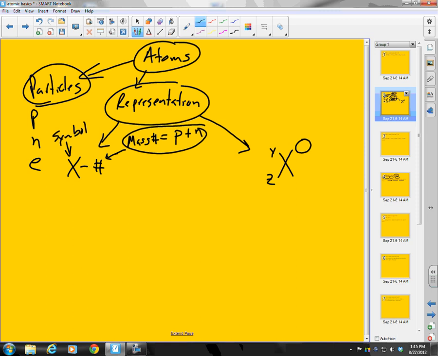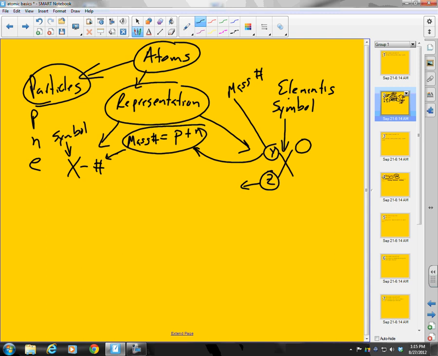So what's my big X? My big X is my symbol for the element. The Y, this time, is my mass number. What's my mass number equal to? The number of protons plus the neutrons. And Z is something we call the atomic number, and we talked about that last time. Remember, where do I find the atomic number? I look on the periodic table, find the symbol, and up here we'll find the atomic number. And what's the atomic number equal to? It is the number of protons.